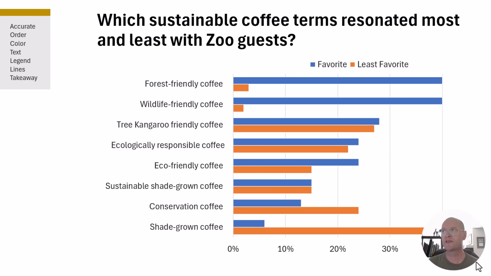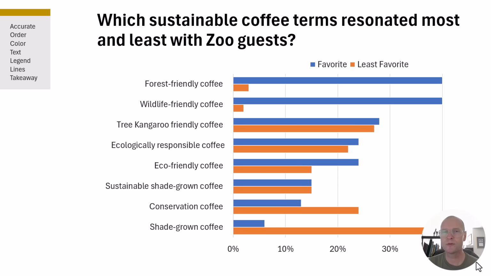Which sustainable coffee terms resonated most and least? So this is something that we probably ask visitors quite often, like what do you like most and what do you like least about something. This is a standard clustered bar chart. It's a default chart. It's a little bit busy. My eyes don't really know where to go. There's this legend here at the top. It looks like some default colors going on. I bet I could do something different.